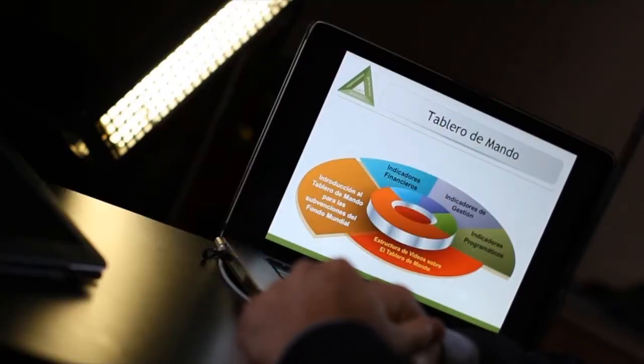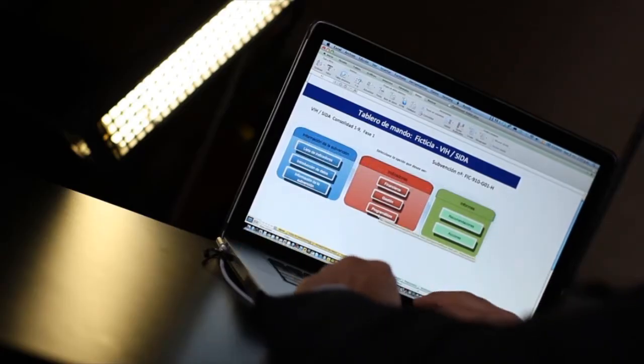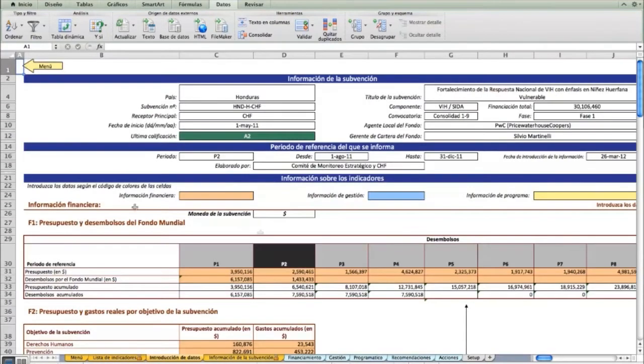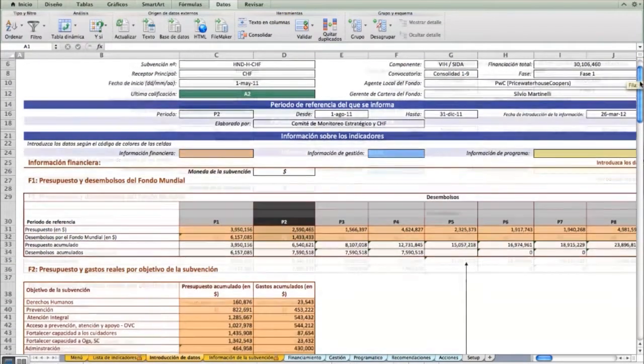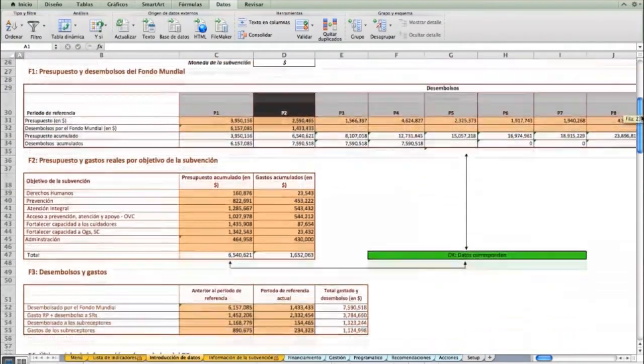Right now we are presenting the third video in our instructional series on the dashboard. In this third video, we will learn how to input the management indicators information into the system. Our main menu in the dashboard will take us to the introductory information. In the introductory information, as we had mentioned before, the cells in blue take us to the correct place to enter the appropriate management information.